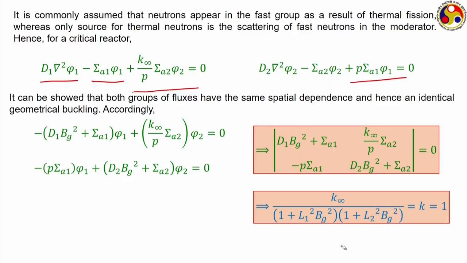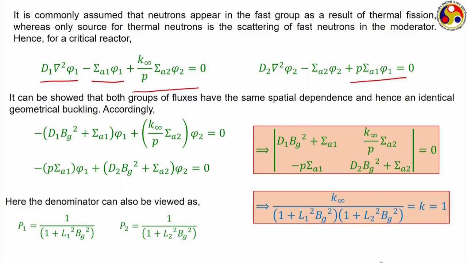This equation has to be satisfied for a reactor with a reflector to be critical. Here the denominator can also be viewed in this way: 1 plus L1 square B g square can be thought of as the first neutron non-leakage probability, whereas the reciprocal of 1 plus L2 square B g square can be viewed as the thermal neutron non-leakage probability. So, instead of P1 we can also write this as P f, and this as P t h. These are the two non-leakage probabilities, because they include the diffusion length for zone 1 and the diffusion length for zone 2.